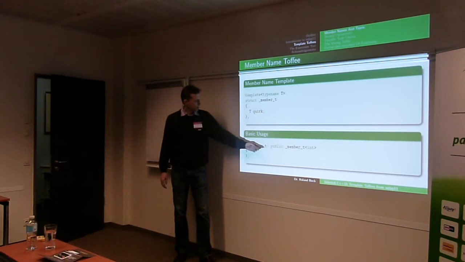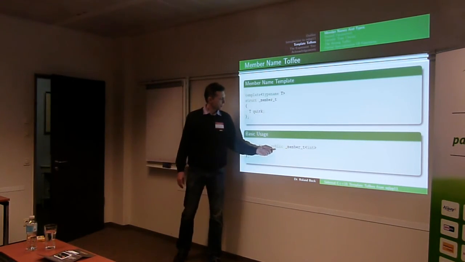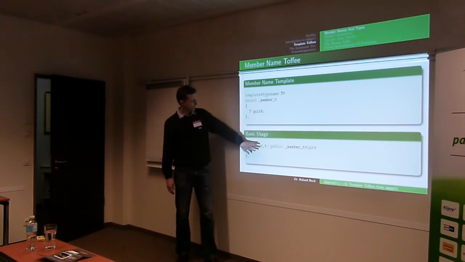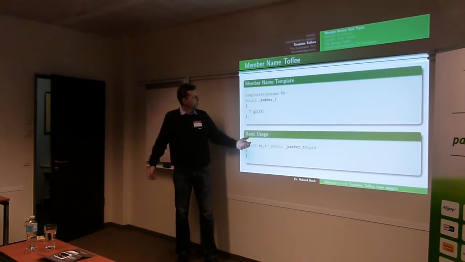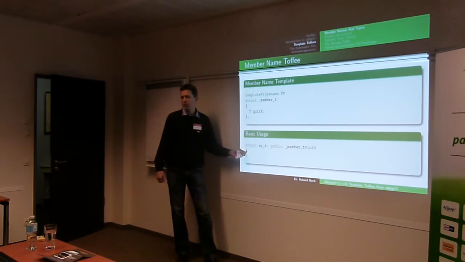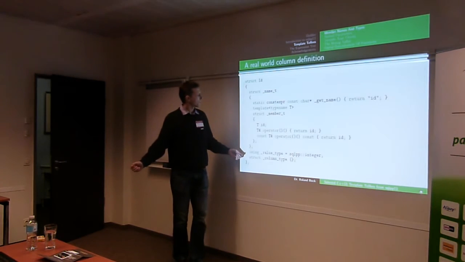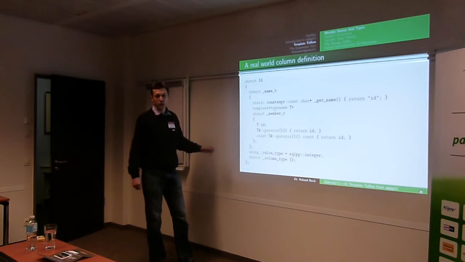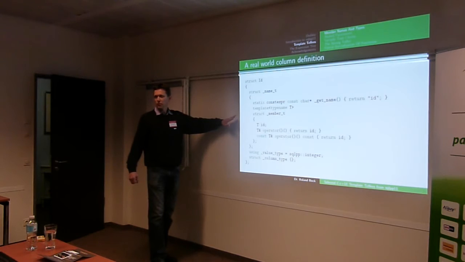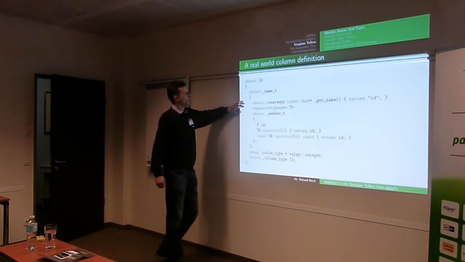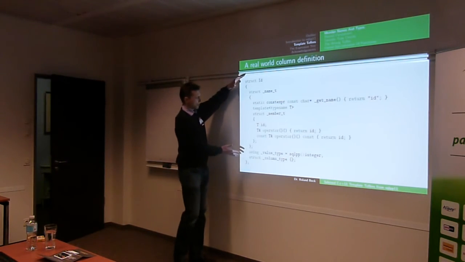And this is used like this, for instance. You have a struct, and you inherit from this member template with an integer. Then this struct now has, through inheritance, a member called quirk with the type int. Does it make sense? Okay, cool. And this is how it's used.